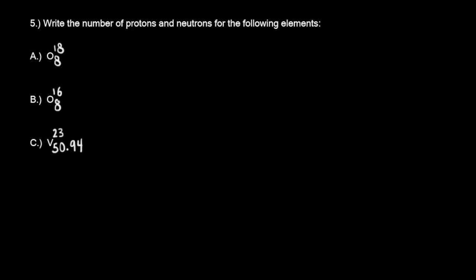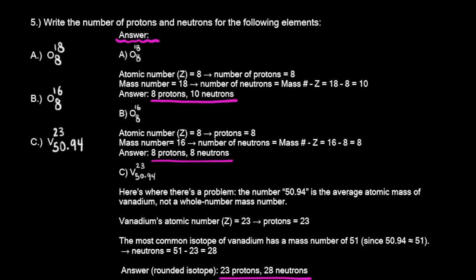Question number 5. It reads, write the number of protons and neutrons for the following elements. Option A has listed oxygen 18. Option B has listed oxygen 16. And option C has listed vanadium. So for option A, we have 18 for the mass number and 8 for the atomic number. The reason why 18 is the mass number and not the average atomic mass is because 18 is represented as a whole number and not a decimal number. So 18 is the mass number.